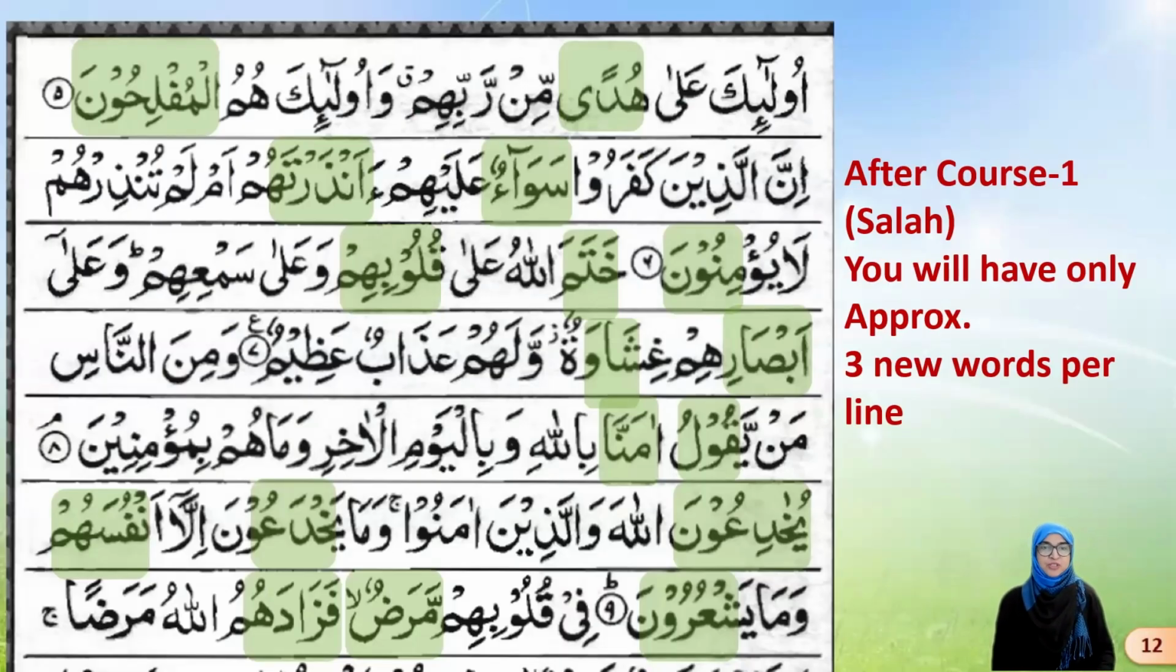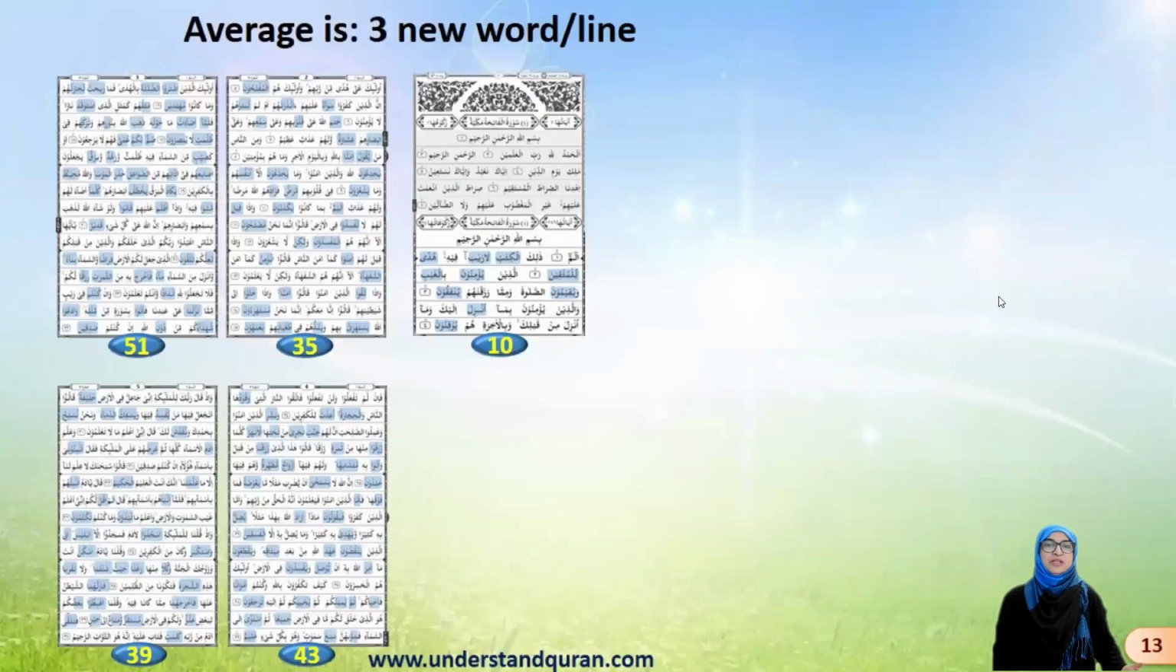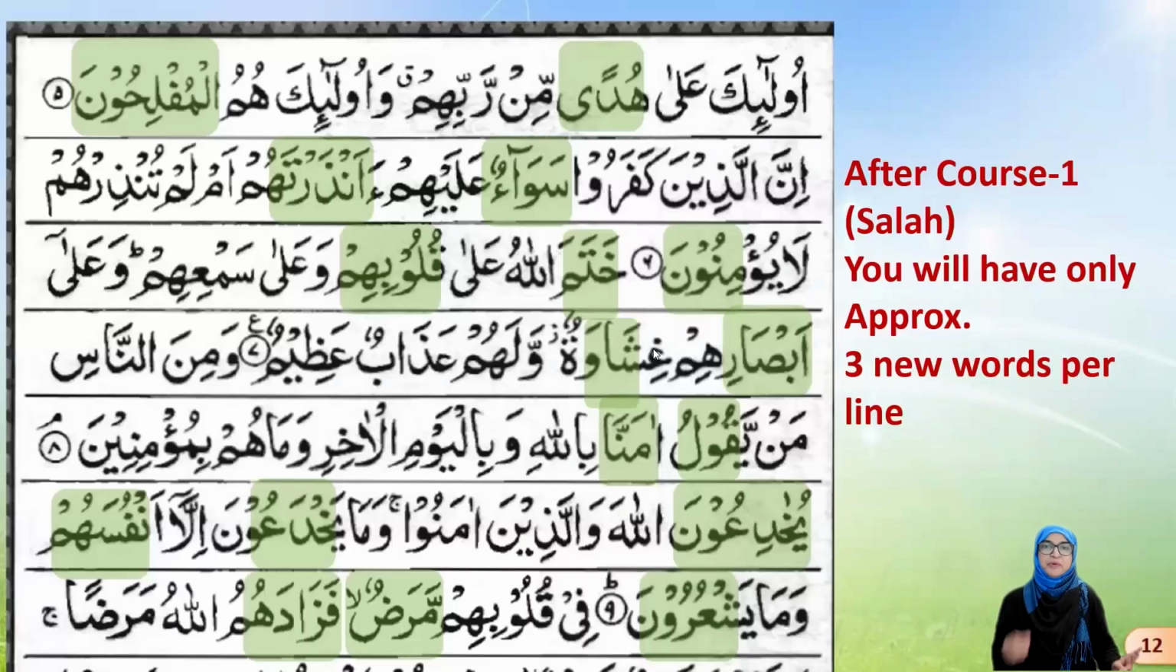So only the ones which are shaded, if you have completed course 1, only the shaded ones you don't know. You already know this. That means in the first line, there are 2 words you don't know, second line 2, third line 3 words, 2 words, 2 words, 3, 3. So on an average, I can say you only don't know 3 words per line. So if you're going to read Surah Baqarah, there are only 3 words on an average you don't know.